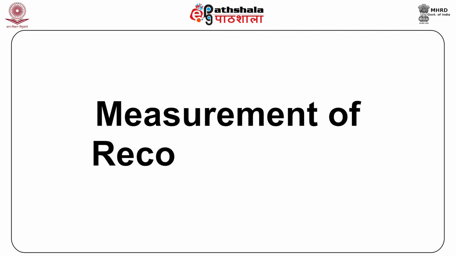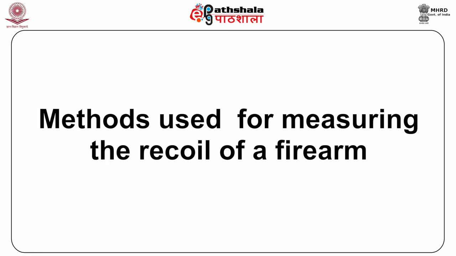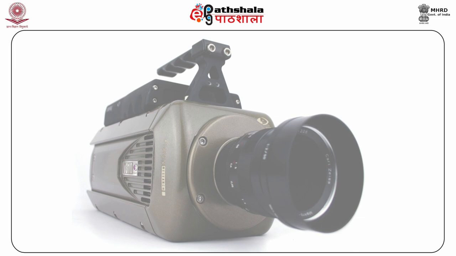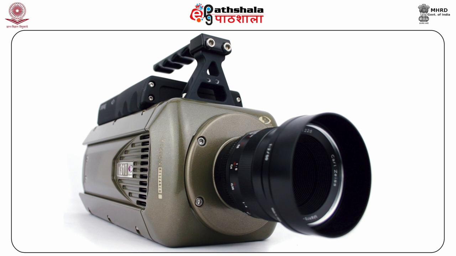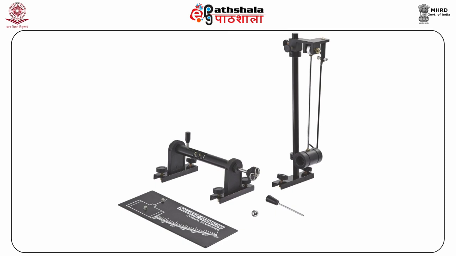Measurement of recoil of a firearm. There are several methods used by manufacturers of firearms for measuring the recoil of a firearm. A. Use of a high-speed camera. A high-speed camera is used to note the recoil velocity or backward movement velocity of the firearm suspended from fine wires when fired. B. Ballistics pendulum method. The firearm is fixed to a ballistics pendulum and fired. The momentum of the pendulum is measured and recoil velocity ascertained from the momentum.